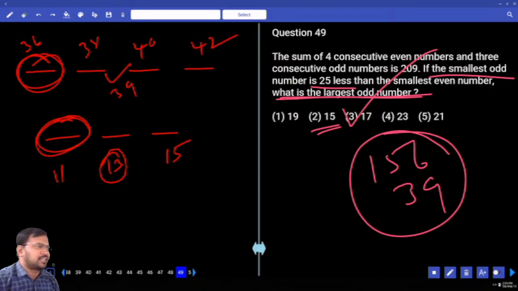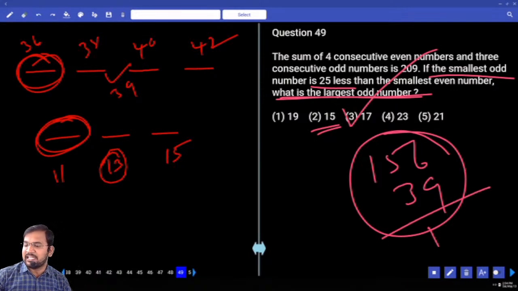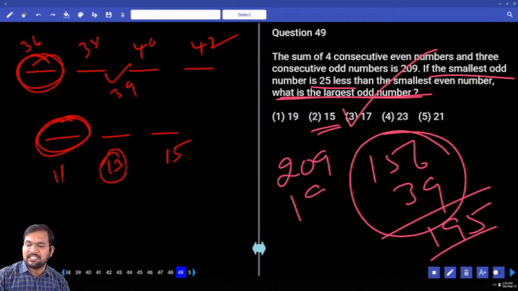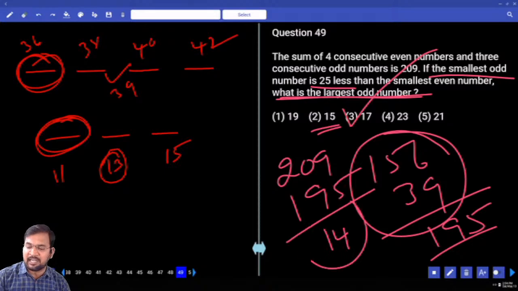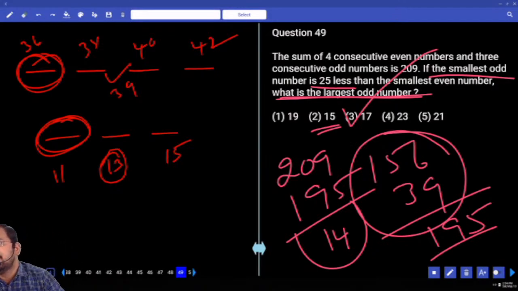You can check another if you want. Sir, we verified with 15 first, do we need to verify again with 17? No need to verify. This is 195, yes or not? But our answer should be 209. How much less is 195 than 209? 14. How many numbers are there in total? 7 numbers. 14 by 7 means the average is 2. That means you have to take 2 more than the 15. Are you clear? So no need to try with 17, no need to try with 19. All of you clear?